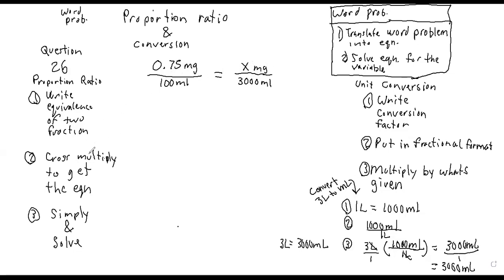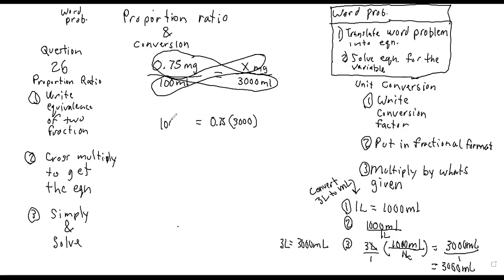And then the next step is we're going to cross multiply to get that equation. Remember, we're translating a word problem into the equation, and then we're going to solve the equation for the unknown. So we have to get the equation, so we cross multiply. So let's go ahead and do that. We're cross multiplying the tops and the bottoms. So we're going to multiply the top here, 0.75 milligrams, by the bottom, 3,000 milliliters. Right, so it's going to be 0.75 times 3,000 equals, and then we multiply the other top and bottom, x on the top times 100 on the bottom. So that's going to be 100x.